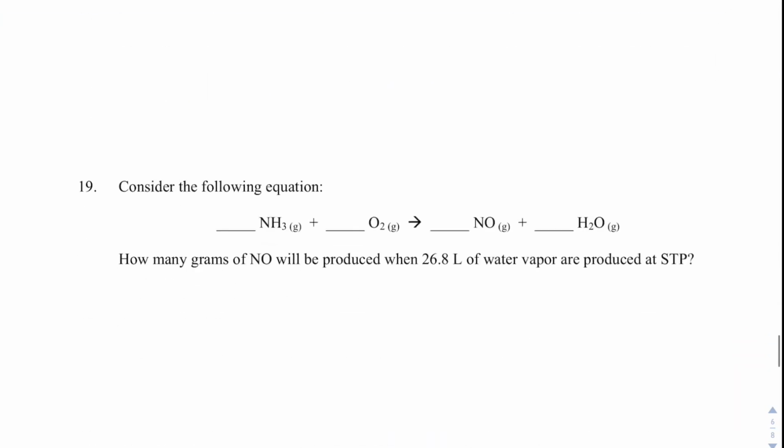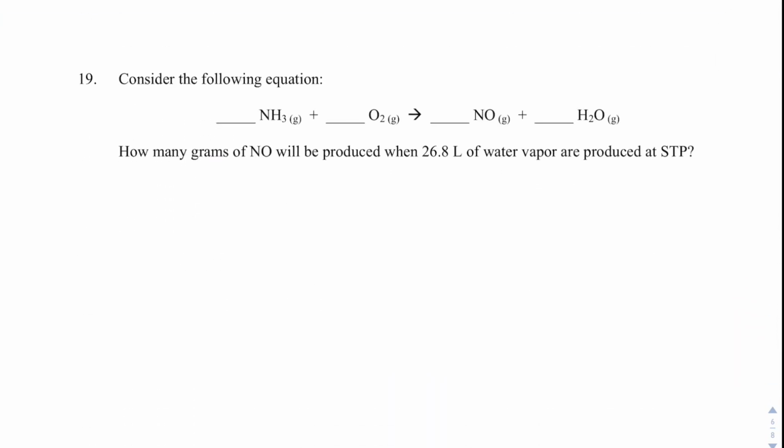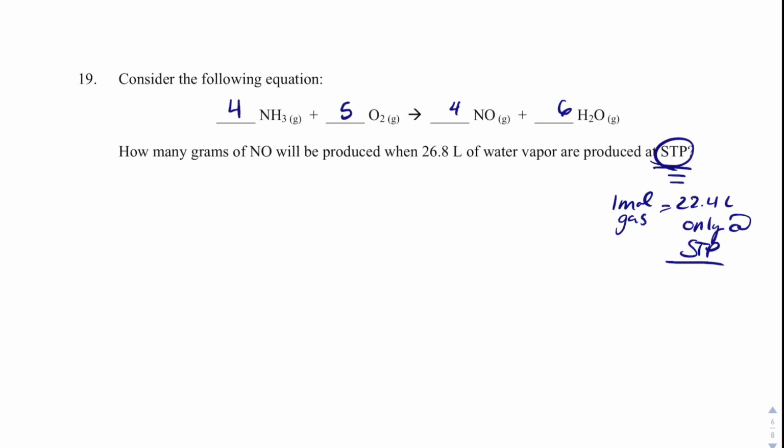Now I want to go through and jump around here quickly. I'm going to do question 19 quickly. This one's actually kind of hard to balance: 4, 5, 4, 6. We are at STP, and one thing that people struggle with a little bit is understanding that 1 mole of gas equals 22.4 liters only at STP, only at standard temperature and pressure. If you're not at STP, you're going to have to use the ideal gas law, and we're going to see that on our next question.